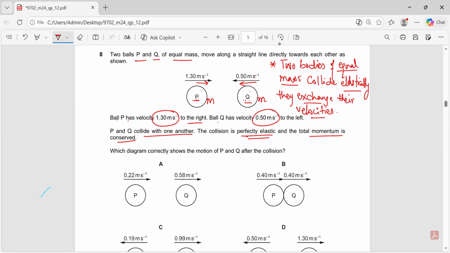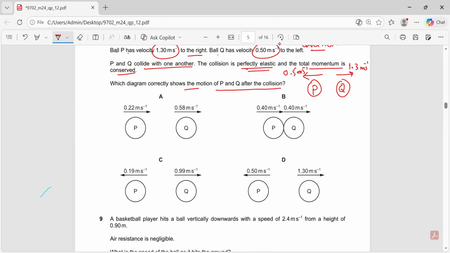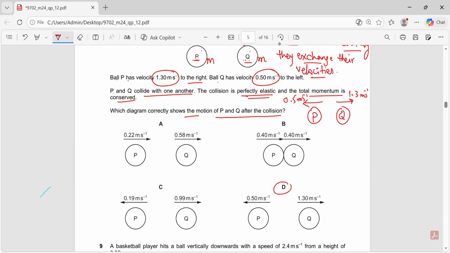So as per this, after collision, the question is asking how their motion will be after collision. So the velocity of P after collision will become 0.5 meter per second, and Q becomes 1.3 meter per second. So as per this, what is the correct option we will be having? It will be D, 0.5 meter per second to the left, 1.3 to the right. Is it understandable?